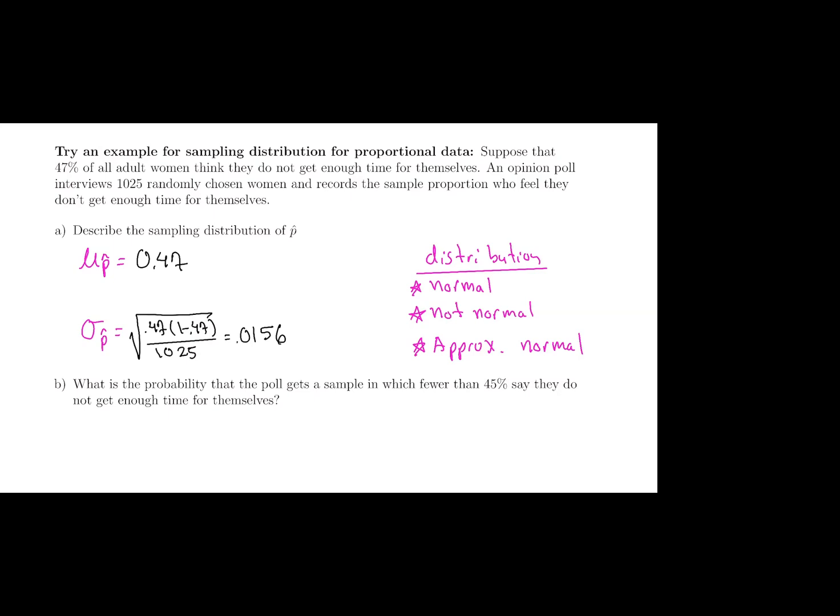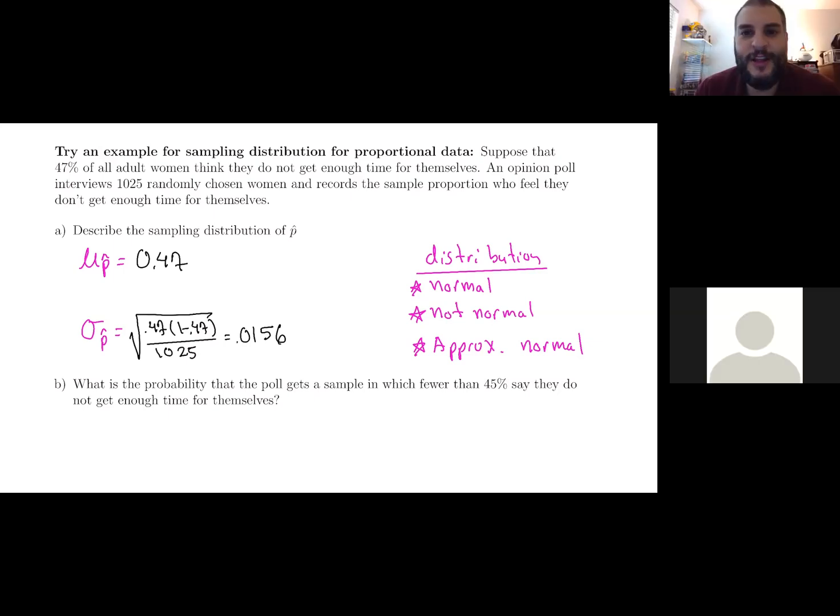Alrighty. If you go ahead and look at this problem, they don't tell us anywhere that this is a normal distribution. If you read the passage, it doesn't say anything about it being a normal distribution. So we can't say it's normal. So what we have to do is use the central limit theorem to see if it could be approximately normal.